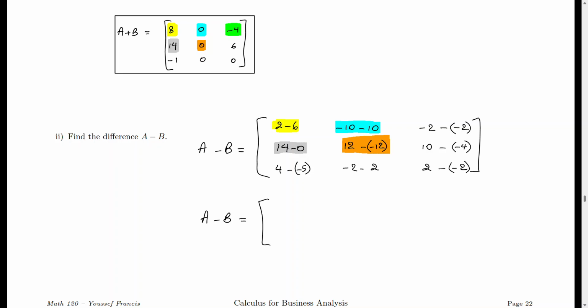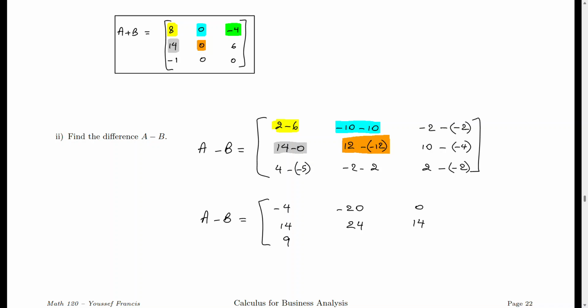So 2 minus 6 will be negative 4. Negative 10 minus 10 is going to be negative 20. Negative 2, there's a double negative and another 2, so that's going to be negative 2 plus 2, which is going to be 0. 14 minus 0 will be 14. 12 minus negative 12, so that's going to be 12 plus 12, which is 24. Then 10 minus negative 4, that's going to be 10 plus 4, which is 14. And again, double negative, we're going to have 9.